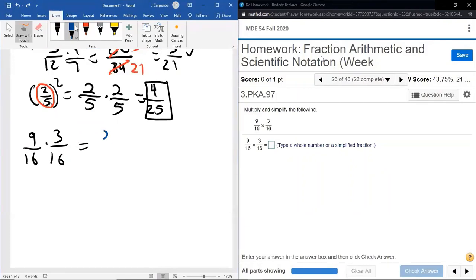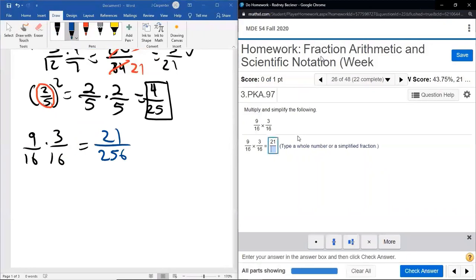So 9 times 3 is 21. 16 times 16, 10 of them would be 160. Another 6 would be 96, so that's 256. I'm not going to pull out the calculator just for 16 times 16. So it's 21 divided by 256. Now notice, I don't even think about reducing this. If you can't reduce here, then you can't reduce here. That's one of the really awesome facts about multiplying and reducing. If you can't reduce it first, then you can't reduce after you've multiplied.